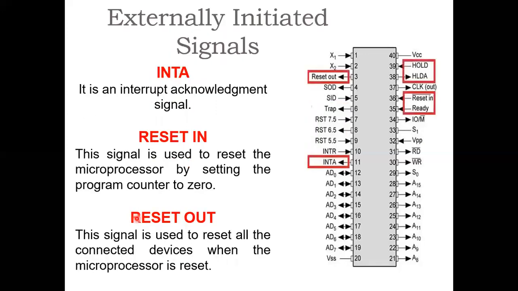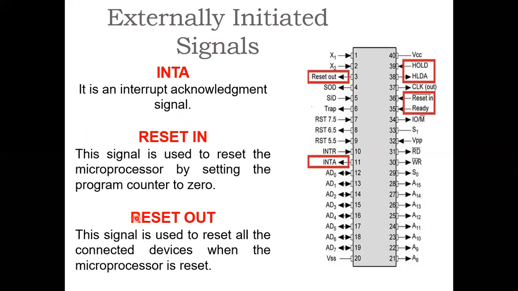Then externally initiated signals. What do externally initiated signals mean? They are used with the input output devices. INTA is the interrupt acknowledgement signal which goes to the external device. Okay, then RESET IN. This signal is used to reset the microprocessor by setting the program counter to 0. So if you press reset, the program counter will be 0.